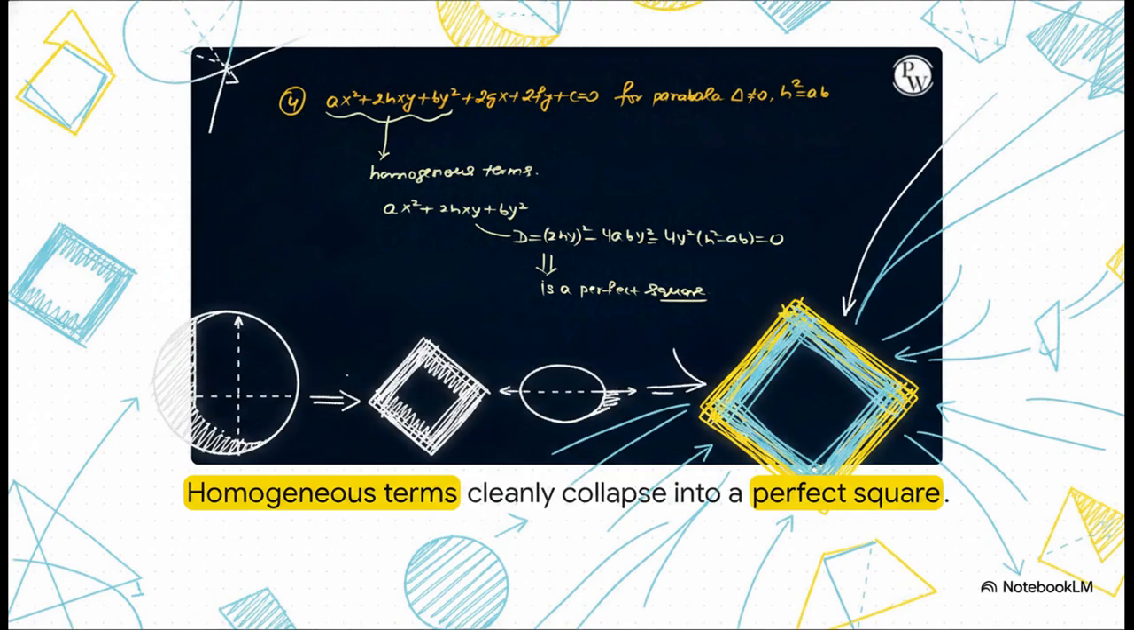And we can see exactly why that h squared equals ab rule is absolutely crucial. When you examine the homogeneous terms of the general equation, that's the ax squared plus 2hxy plus by squared part, that specific condition actually forces those terms to cleanly collapse into a perfect square. It's not random at all, it's this highly structured algebraic symmetry that literally dictates the physical shape of the curve.